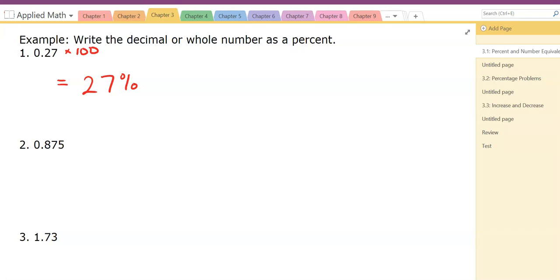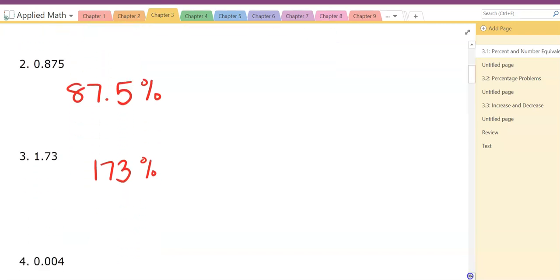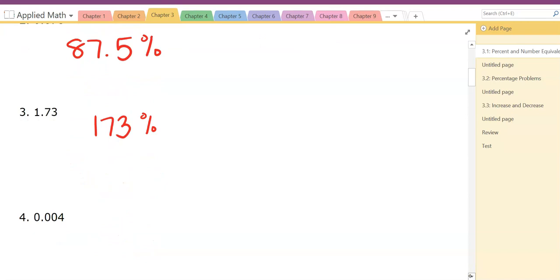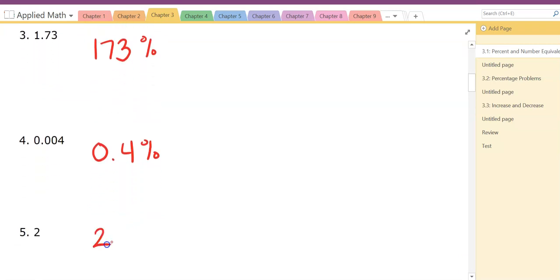Okay, so what would be 0.875 as a percent? Good. Number 3? Say that again. You could if they asked you to. If they wanted a whole percent, then yeah, you could round up to 88%. How about number 4? 0.4%. And number 5? Good, 200%.